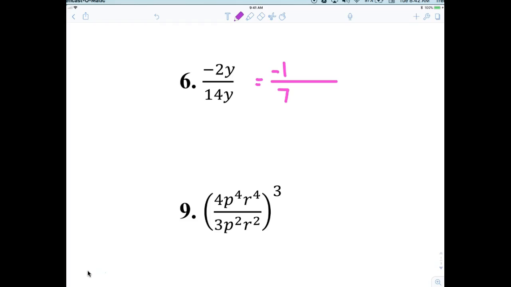Because what is y divided by y? Drew, what's y divided by y? Wait, why is my problem different? I think we erased some of it. All right, there we go. Sorry. All right, here we go. So it's -1/7, and then it would be what, Drew?